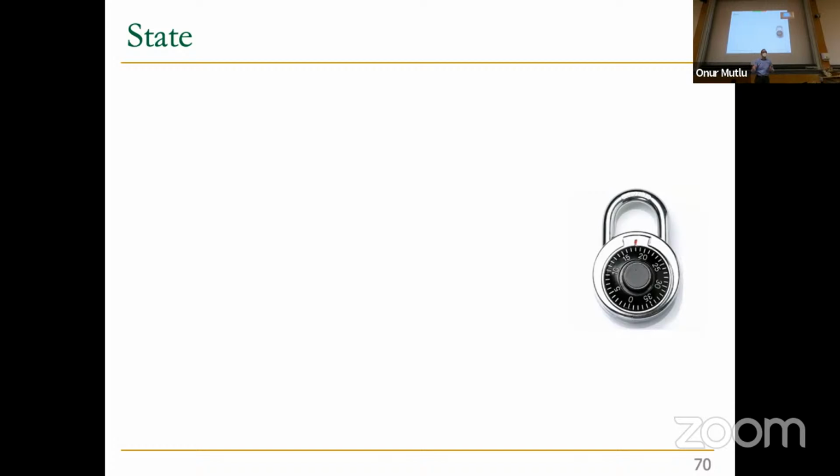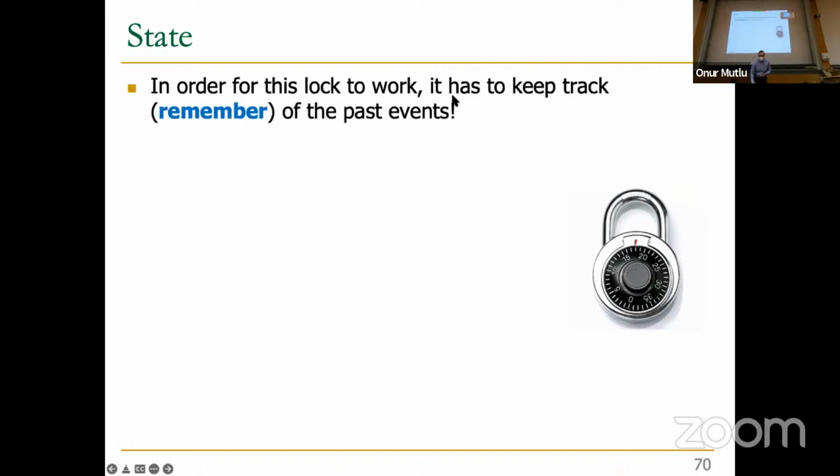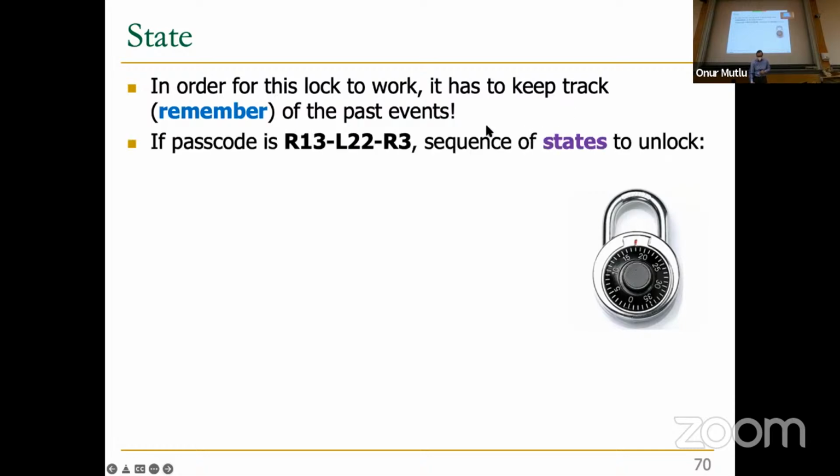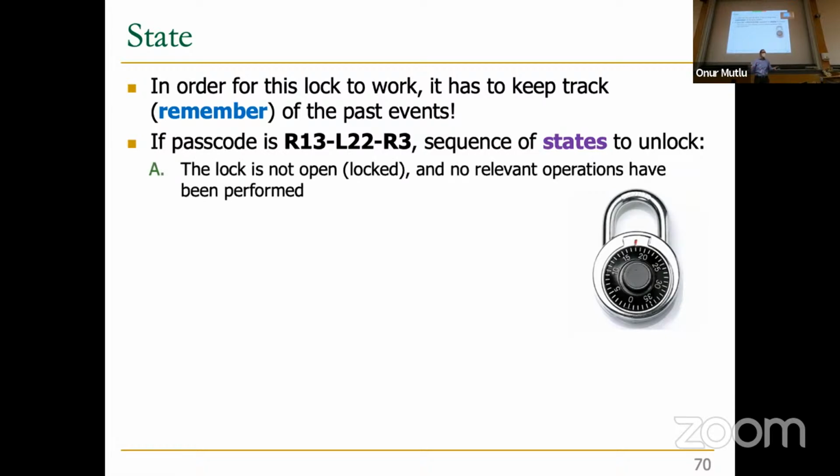So let's talk about the notion of state, though, because this is very fundamental to any aspect of life and engineering, especially. In order for this lock to work, it has to keep track of past events, meaning remember them. For example, if the passcode is R13, meaning turn it to the right to the value 13, turn to the left to the value 22, and turn to the right again to the value 3, the sequence of states to unlock this needs to be the following. Initially, the lock is not open, it's locked, and no relevant operations have been performed. This is one state.